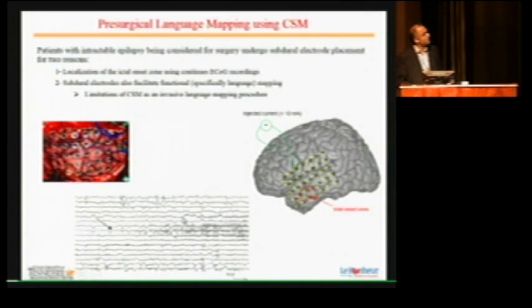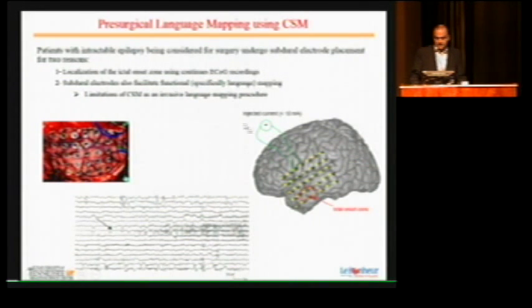This example shows one of the seizure events. As you can see, by looking at the ECoG signal, you will see that the seizure started from some spot, and based on that, neurologists can identify the ictal onset zone here. While we're putting the electrodes in to find the ictal onset zone, another application of the subdural electrode placement is to do functional mapping, and specifically language mapping, using this technique.